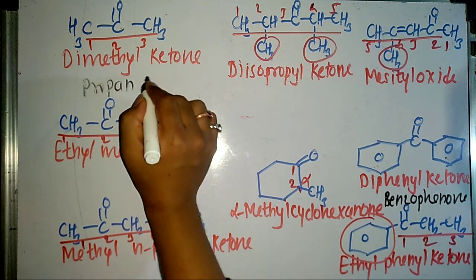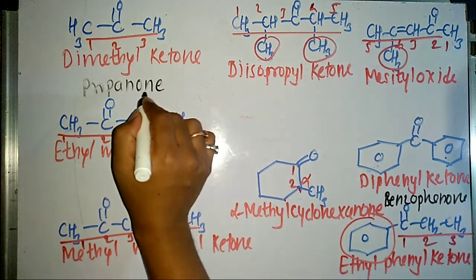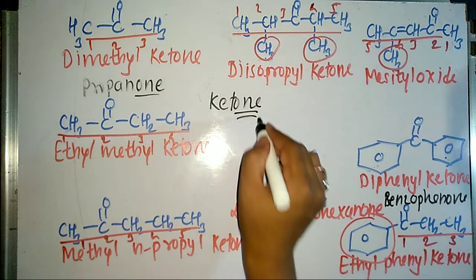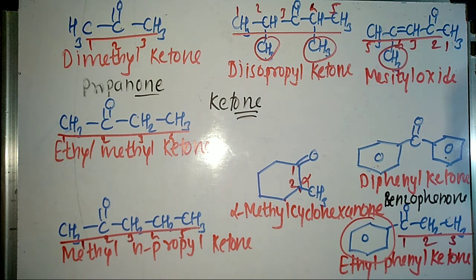I am going to replace the E of alkane by ONE. This ONE came from the ketone. The last 3 letters will be used for writing the name of the ketone, that is ONE. So replace the E of alkane by ONE. Here you may write it as propan-2-one. It won't matter. Propanone and propan-2-one are one and the same.